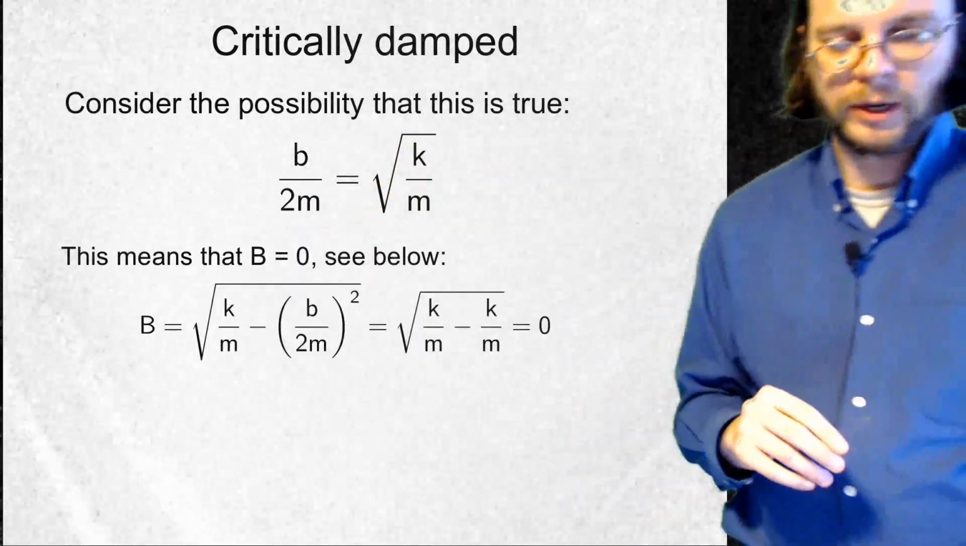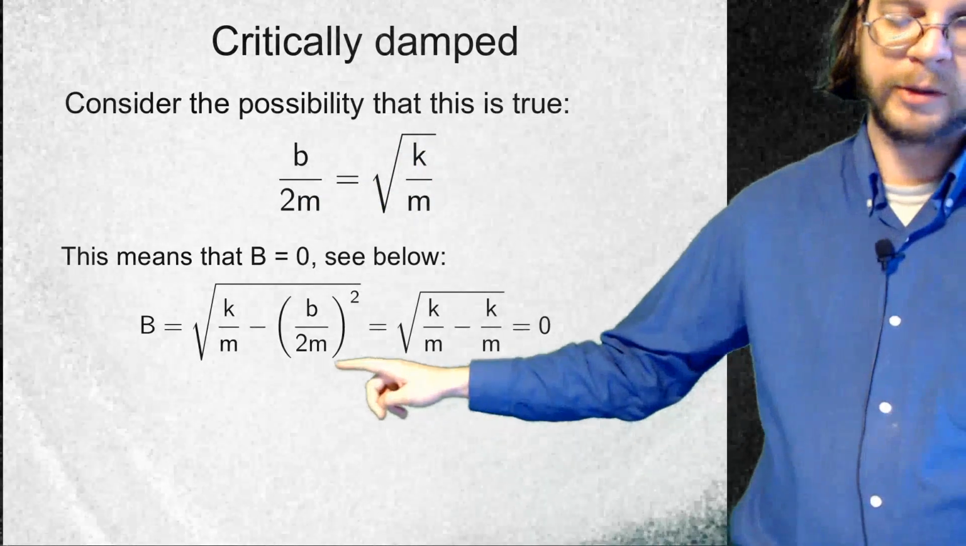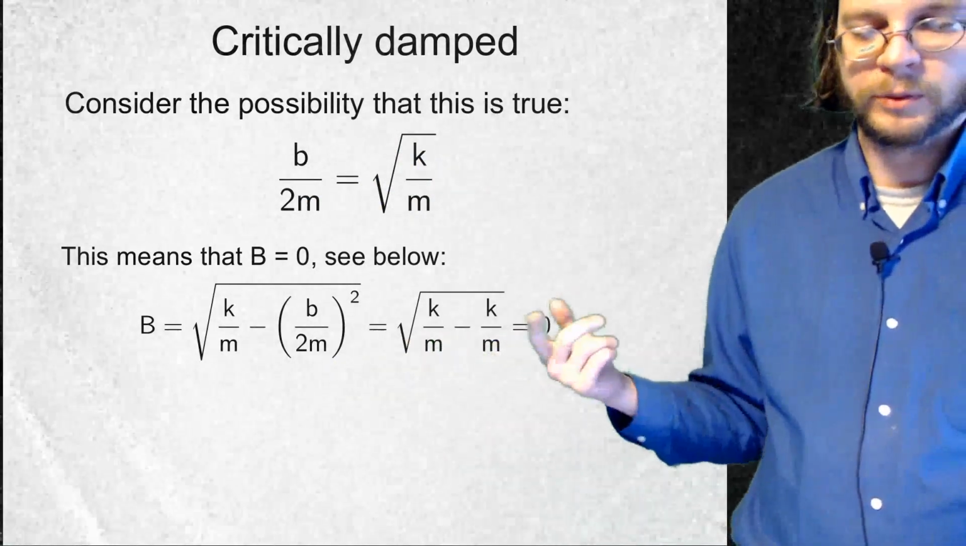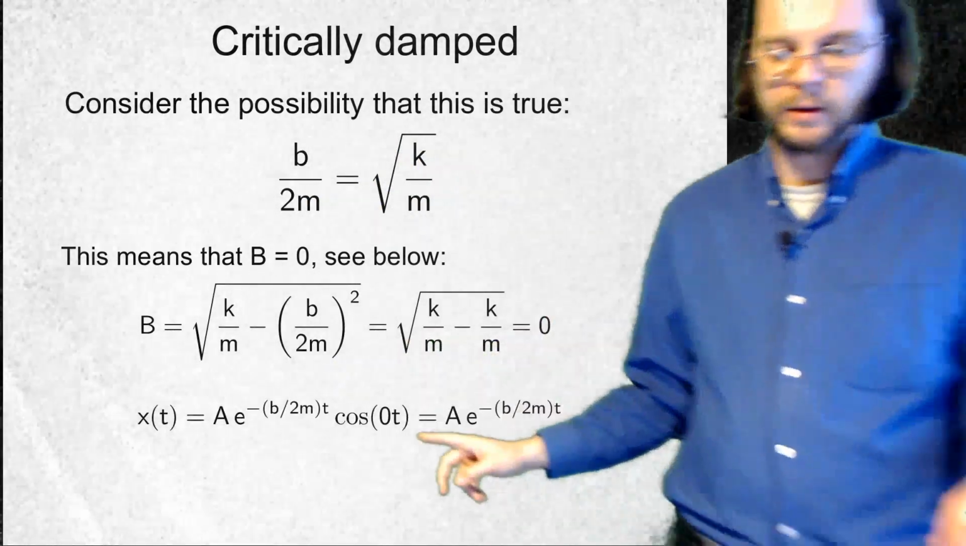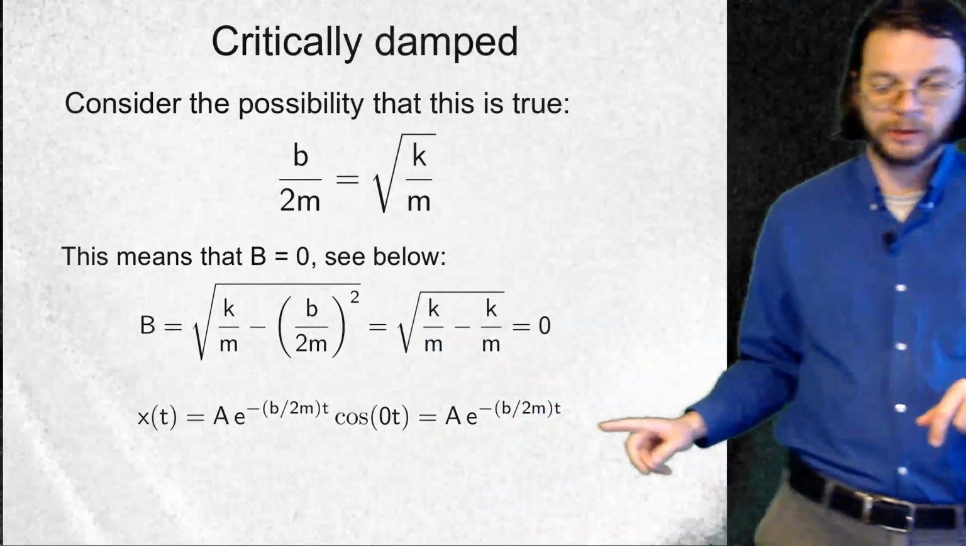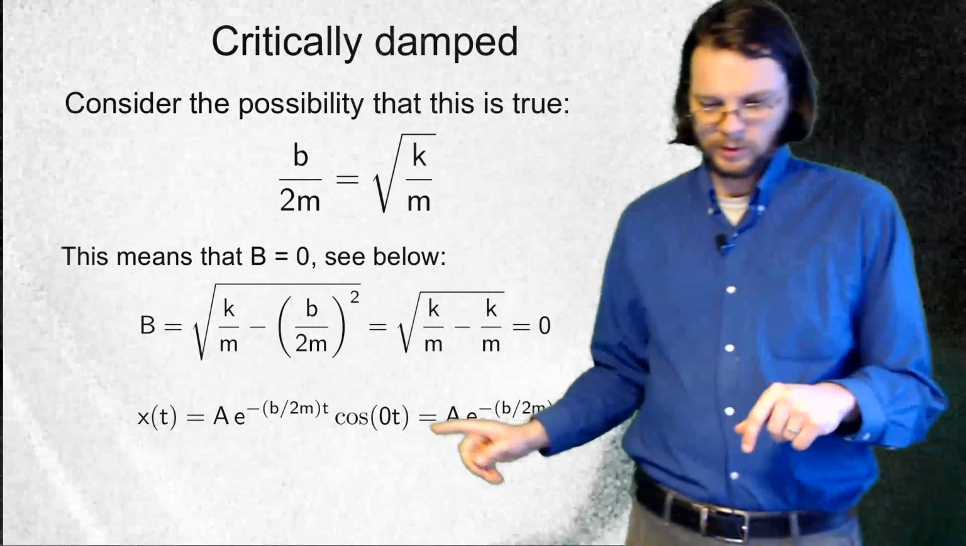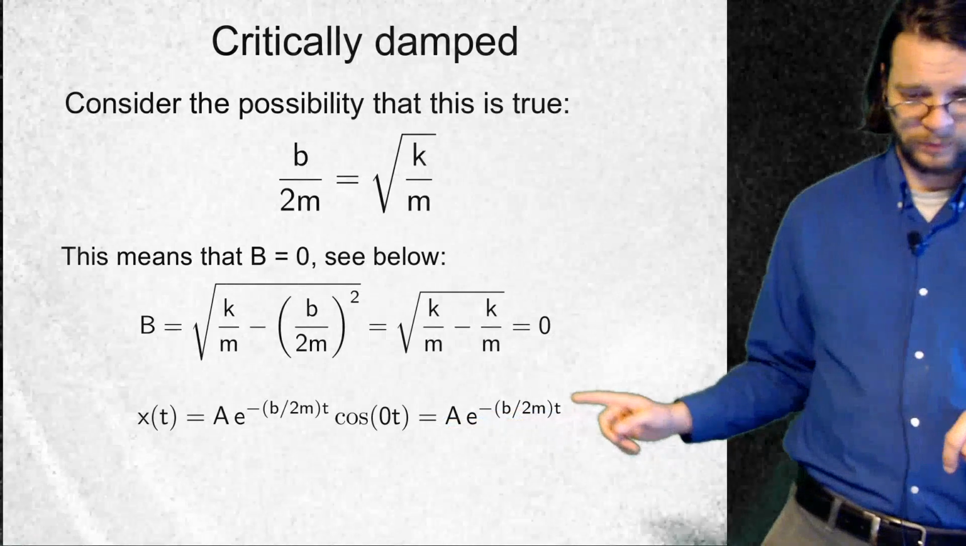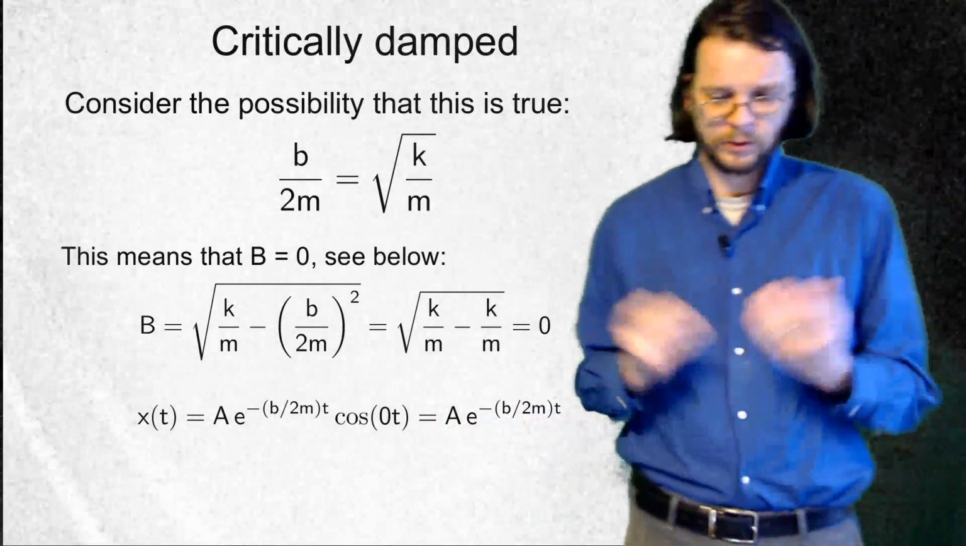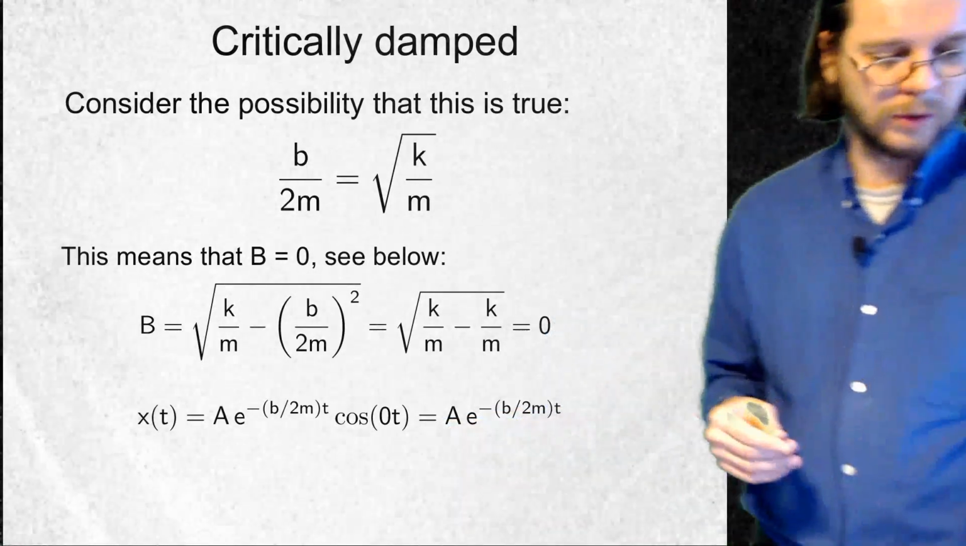And so when you do that, you stick that into this formula, well, you get k over m minus k over m equals 0. And so that simplifies this formula immeasurably, and you just get this thing. So again, no oscillation. Very simple. This is the critically damped solution.